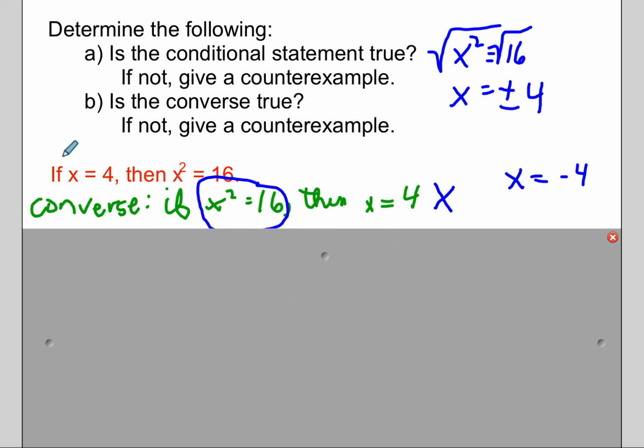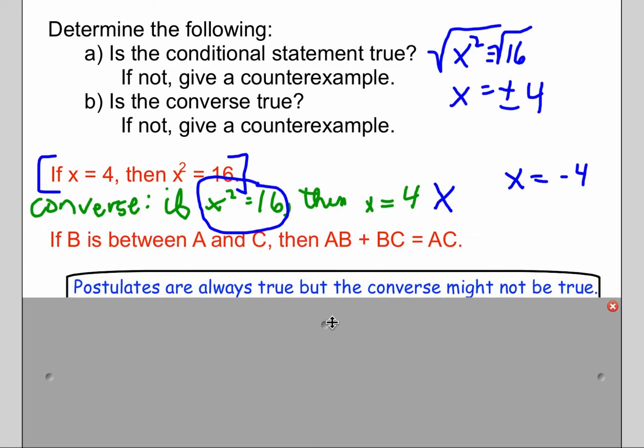So the conditional statement is true, where the hypothesis is x must equal 4, so then x squared equals 16. But just because the conditional statement is true does not necessarily mean that the converse is also true, and this is an example of that.